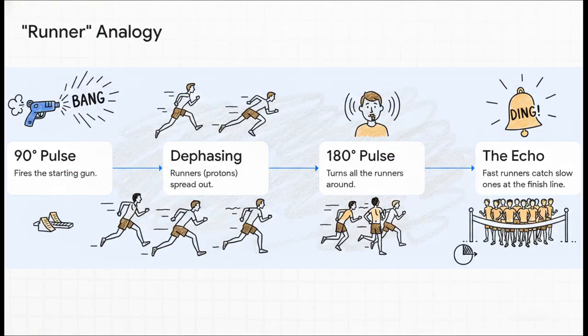To really picture this, imagine a track race. The 90-degree pulse, that's the starting gun. The runners, which are our protons, take off. Some are naturally faster, some are slower because of tiny magnetic field imperfections. So they start spreading out. But then the coach blows a whistle. That's our 180-degree pulse. It forces every single runner to instantly turn around and run back to the start line. Because the fast runners now have further to go, and the slow runners have a shorter distance, they all cross the finish line at the exact same moment. Boom! That is your perfectly timed echo.